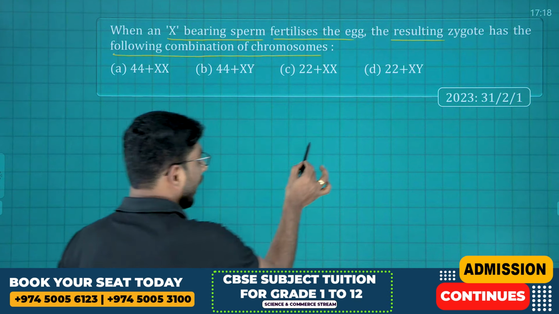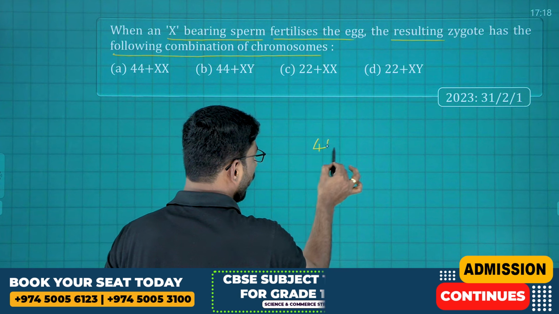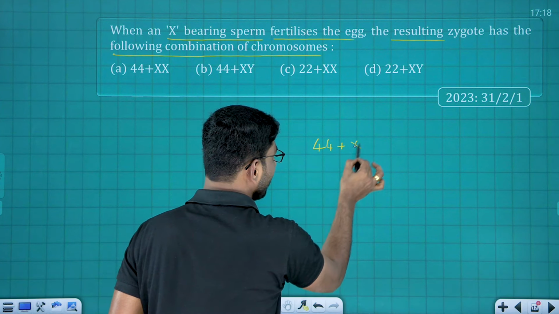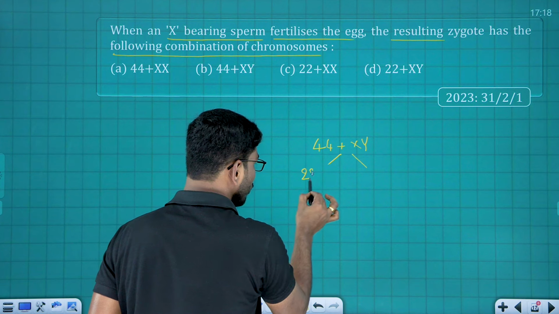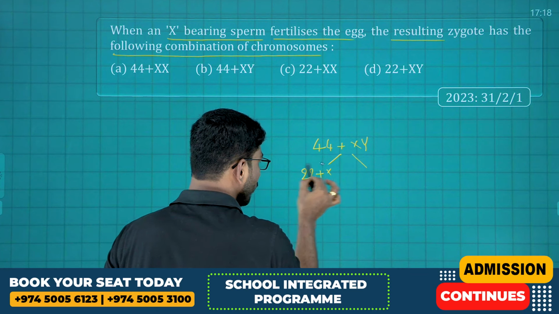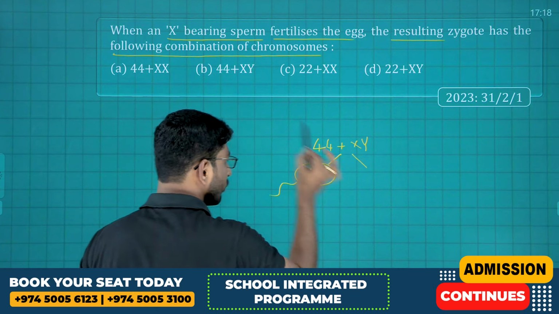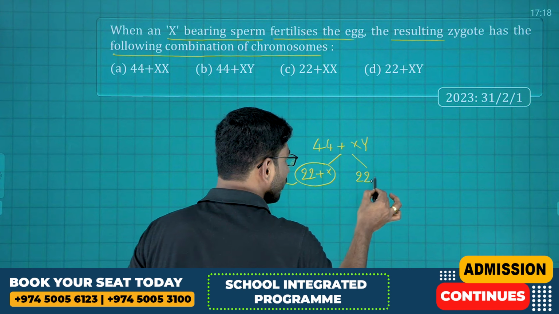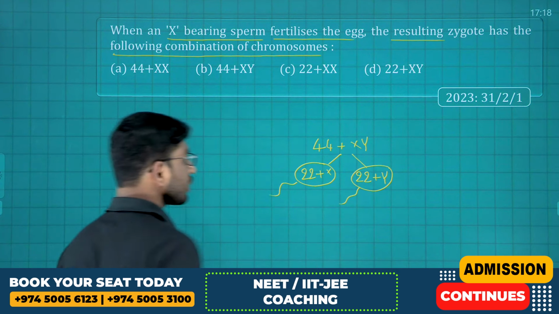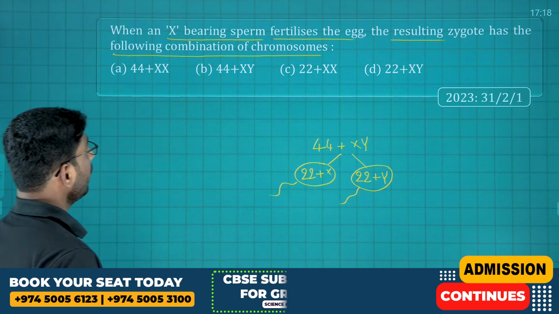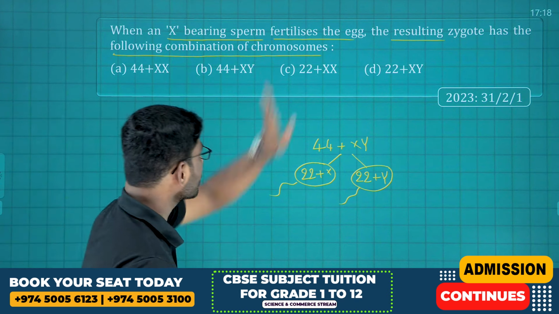When sperm, I told you 44 plus, tell me, XY. Two kinds of sperm can come: 22 plus X chromosome sperm, and 22 plus Y chromosome sperm. What are they asking in the question? X chromosomes, what they call X-bearing sperm fertilize.